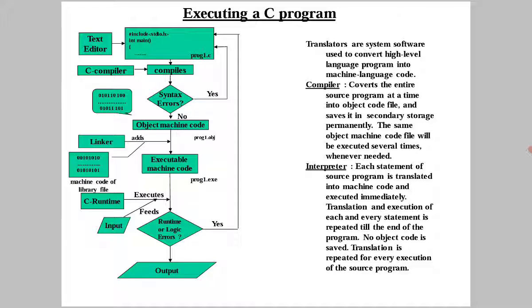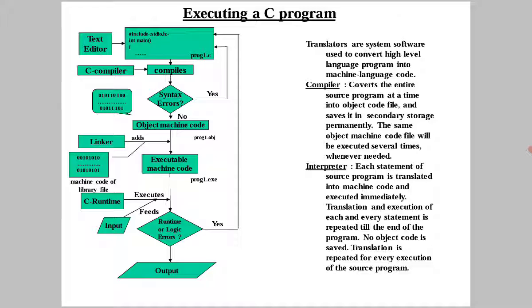By using text editors, you enter a program and save it. After that, you use a C compiler to translate the program. After that, you use a linker. A linker is an application program, a small tool used to convert object machine code into executable code. After getting the executable code, you run it. During execution of the program, you enter some input. After that, you get the results, whatever they may be.